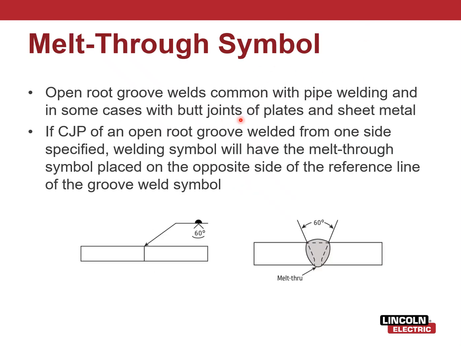Melt through. If you've got something like a backing strip or material behind, that won't apply. Melt through is only for CJP, open root grooves, where you need full penetration all the way to the other side. Melt through is going to be this darkened symbol. That's telling you 60-degree opening, so that'd be a 30-degree bevel and a 30-degree bevel. And then we're looking at the finish symbol, that face symbol. It's going to be a convex weld with melt through, so we need a certain amount of reinforcement through the root.